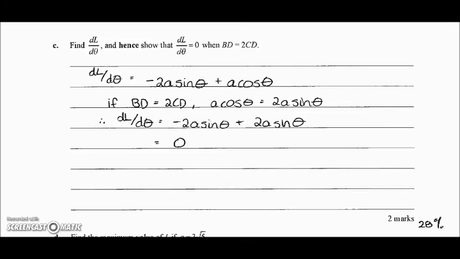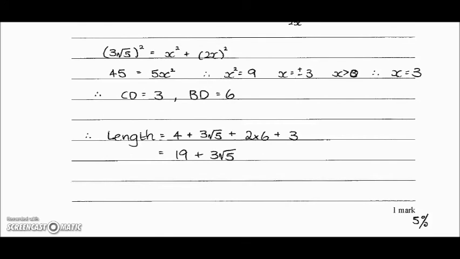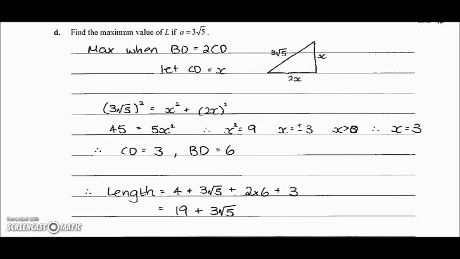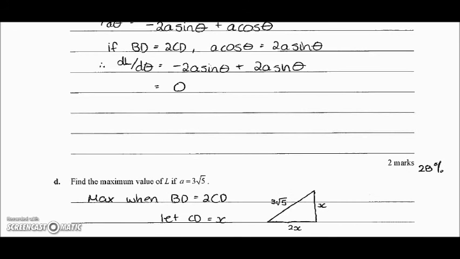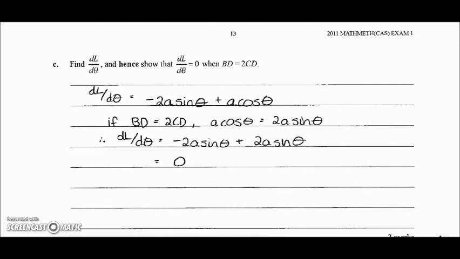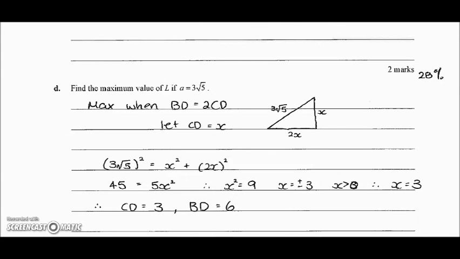Okay, now the last question, which 5% of people in the state managed to get. Find the maximum value of L if A is equal to 3 root 5. Now again, if you go on the examiner's report, there are a few ways to go about this. So I picked the one that I think is the easiest. Basically, I would imagine where most people went wrong here was thinking that the maximum is when dL d theta equals 0, so they would have differentiated the function, set it equal to 0, and then been not sure what to do.